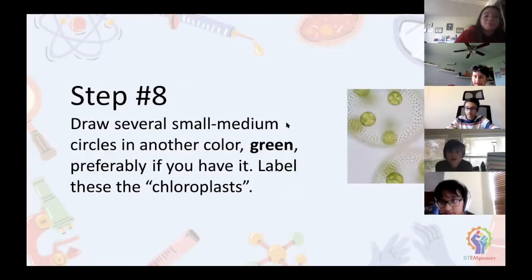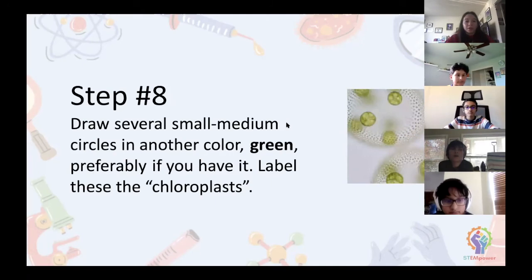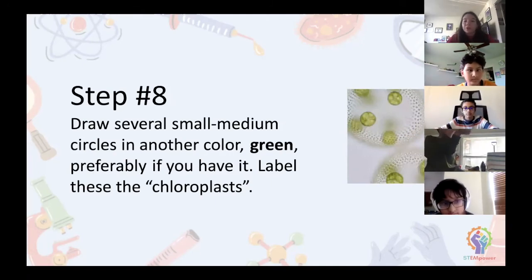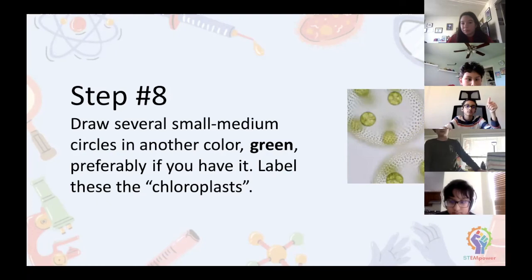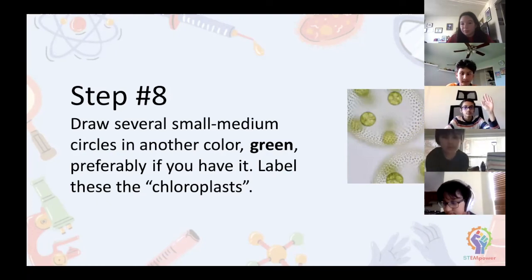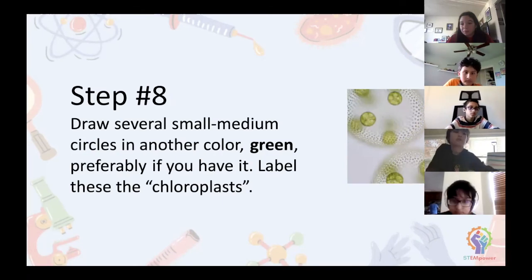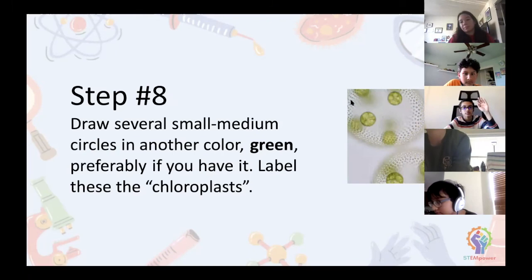So let's move on to step number 8. Now we're going to draw several small to medium circles in another color, preferably green, and we're going to label these chloroplasts. Why would we put these chloroplasts in green? Roshan? Because they have a green pigment. Yeah, and our green pigment is chlorophyll.